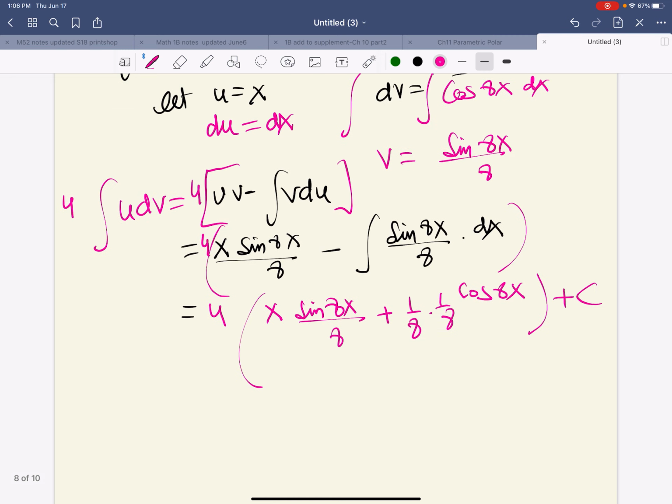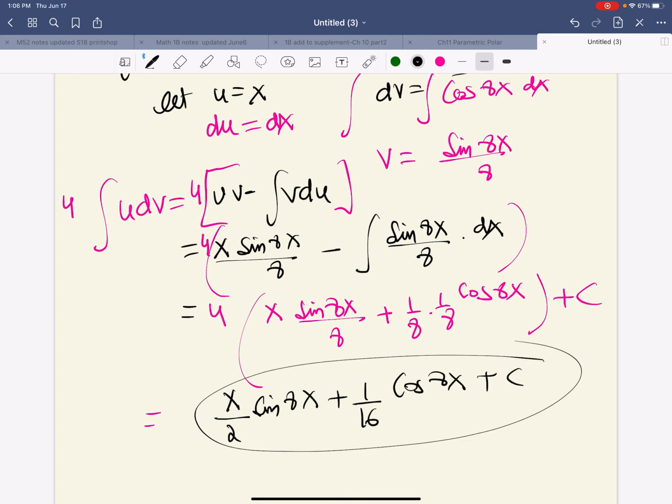All right, now I'm going to take care of the 4. So when I distribute the 4 inside, this would turn into x over 2 sine 8x plus 1 over 16, because 4 and 8, we can divide both of them by the 4, cosine of 8x plus C. And that should be our solution.